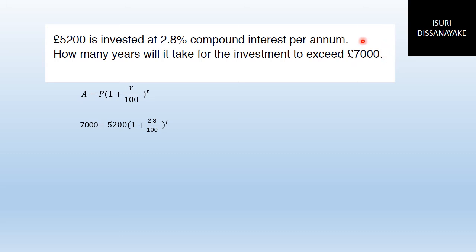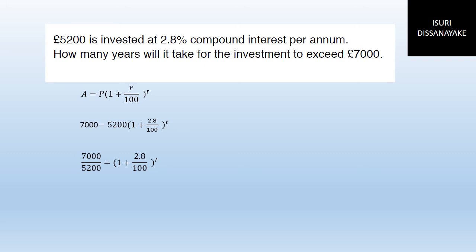And the total amount to exceed 7,000. So before exceeding 7,000, let's see how long it will take for the amount to be 7,000. So I will take 7,000 as the total amount, 5,200 as the principal amount, 2.8 as the interest rate, and I will use a bit of algebra to work out the question. So 7,000 divided by 5,200 equals 1 plus 2.8 over 100 to the power t.